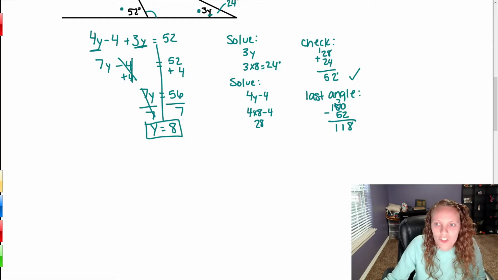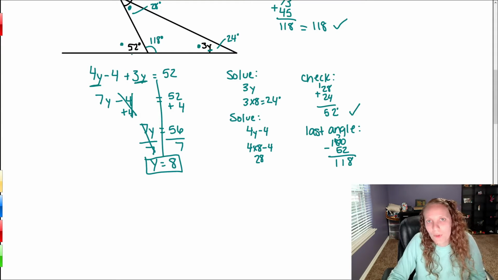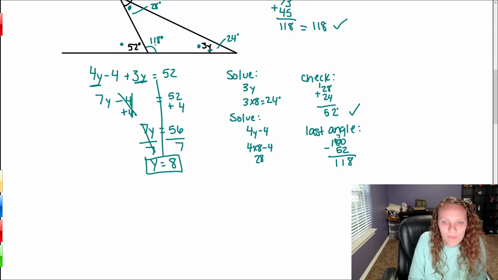would be 118. Another way of thinking about it is the 52 and this 118, they form a straight line, and so straight lines, remember, are also 180 degrees. So you could have used that property there to help you solve for the missing angle.